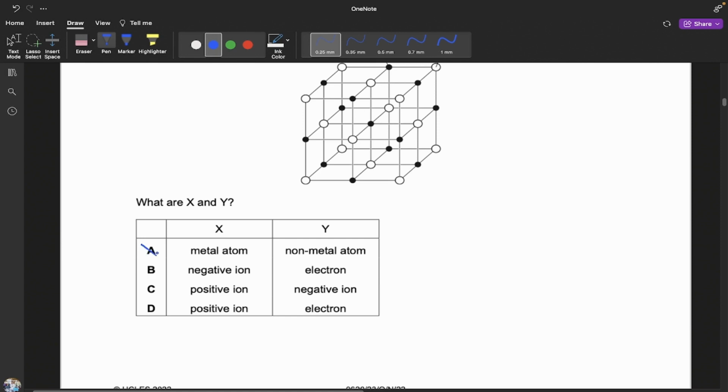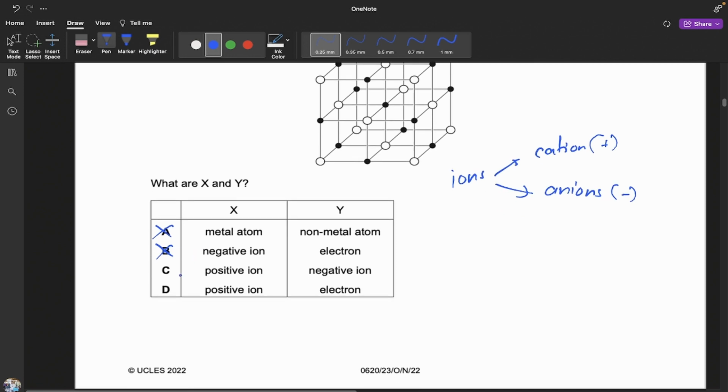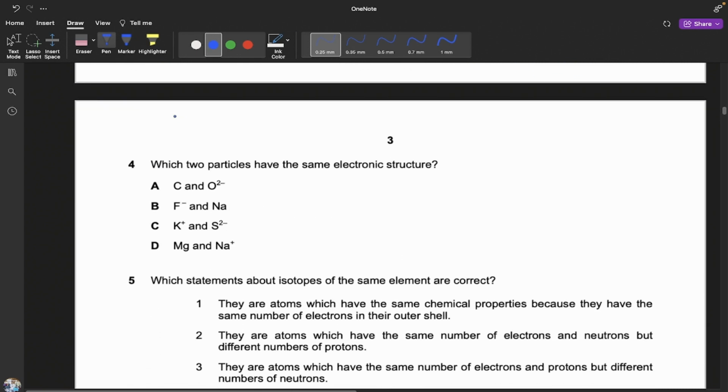Metals and nonmetal ions, no. Negative and electrons, no. What are the things that form an ionic lattice? Ions. Especially cations, which are the positive ones, and anions, which are the negative ones. So positive and negative, yes, this must be the answer. Positive and electrons, no.